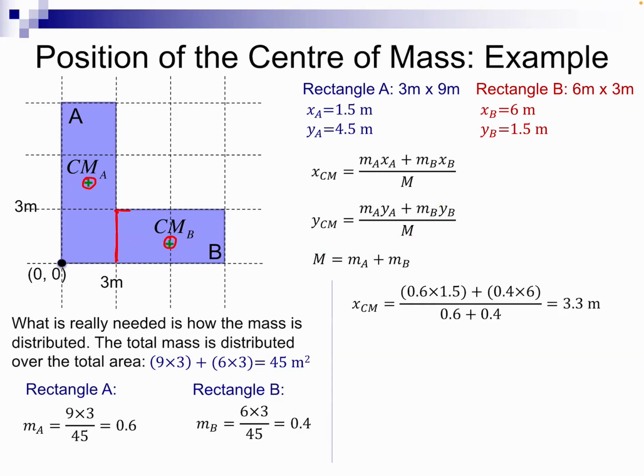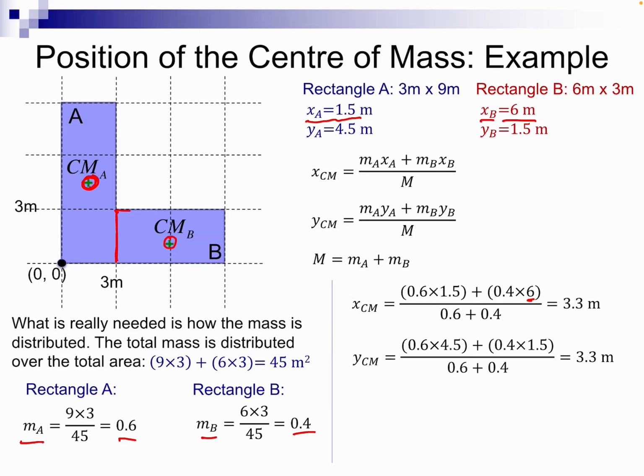Okay. Right. So for the position along the X, we have the ratio of mass for rectangle A, which is 0.6, times the position of the center of mass of rectangle A along the X, which is 1.5, plus the ratio of mass for rectangle B, which is 0.4, times the position of the center of mass of B along the X. Okay, divided by the total mass. That gives you a position of 3.3 meters along the X.